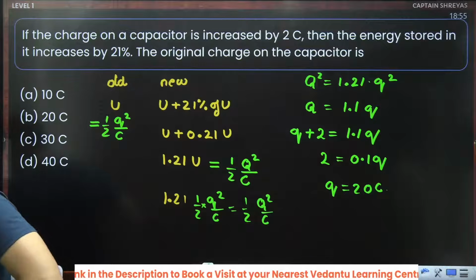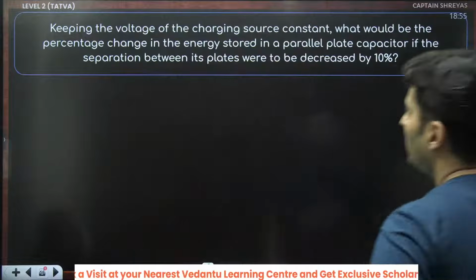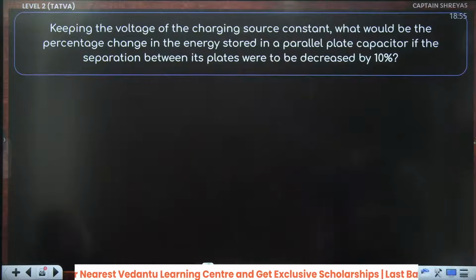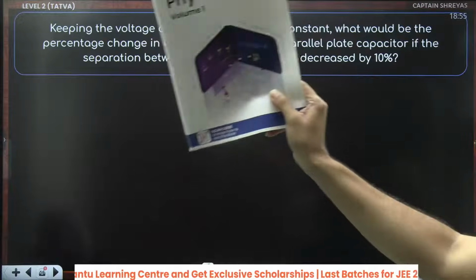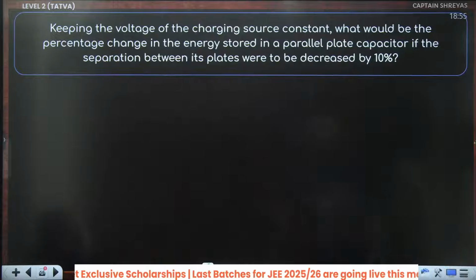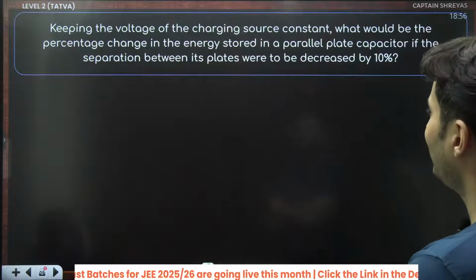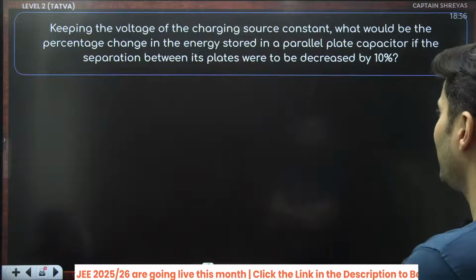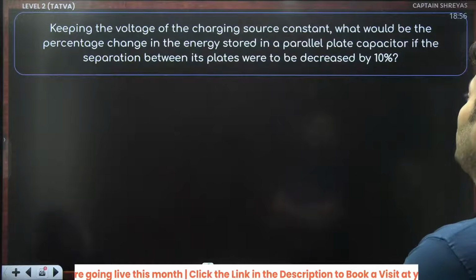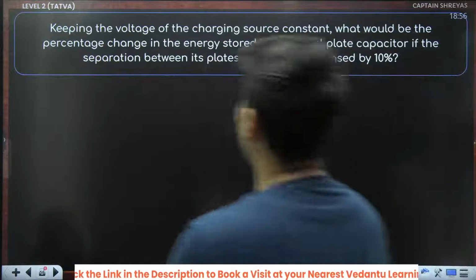Very nice. Awesomeness. Moving on to the next question coming up on your screen. This is there in Tattva module. So we are solving this question from Tattva. Keeping the voltage, the charge source is constant, what would be the percentage change in the energy stored in a parallel plate capacitor if the separation between the plates were to be decreased by 10%?